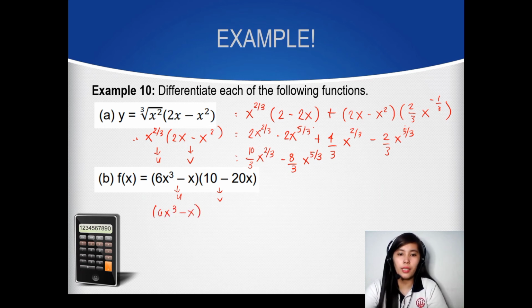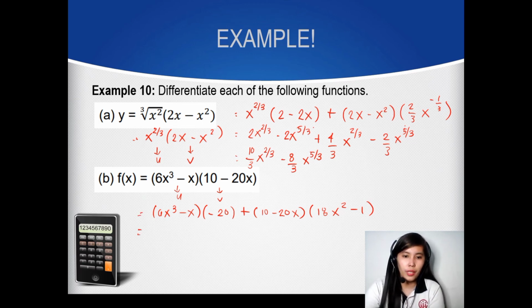Then the derivative of 10 minus 20x is negative 20. Then plus 10 minus 20x. Then the derivative of 6x cubed minus x is 18x squared minus 1. And then we will simplify.